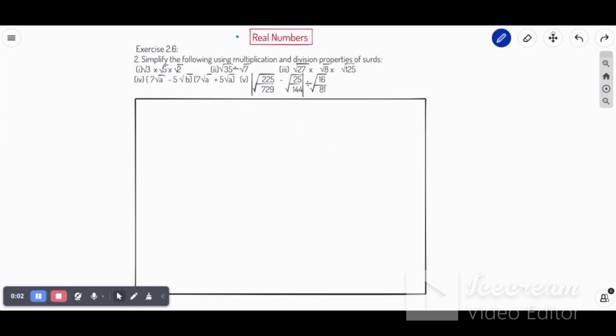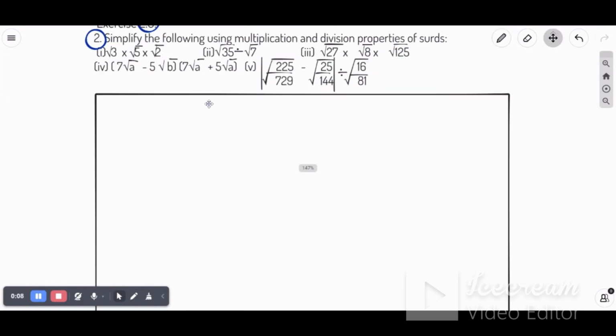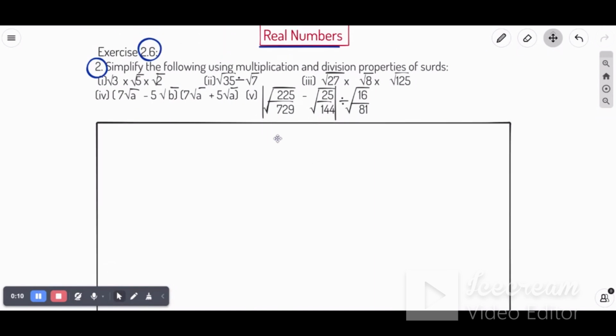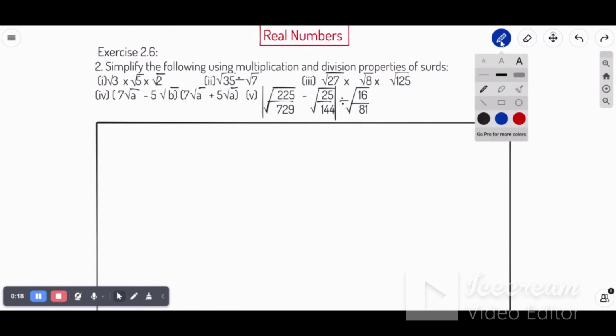Hi everyone, let us start with real numbers, exercise 2.6 and question number 6. Simplify the following using multiplication and division properties of surds. So in the previous question, since we had addition and subtraction, here we are going to see multiplication and division. So let us start our question.